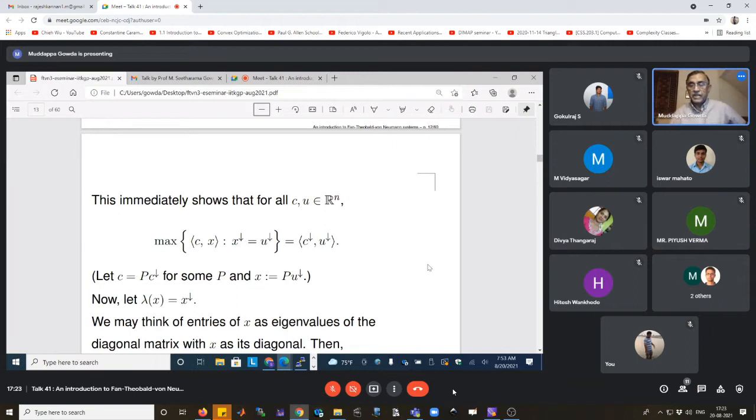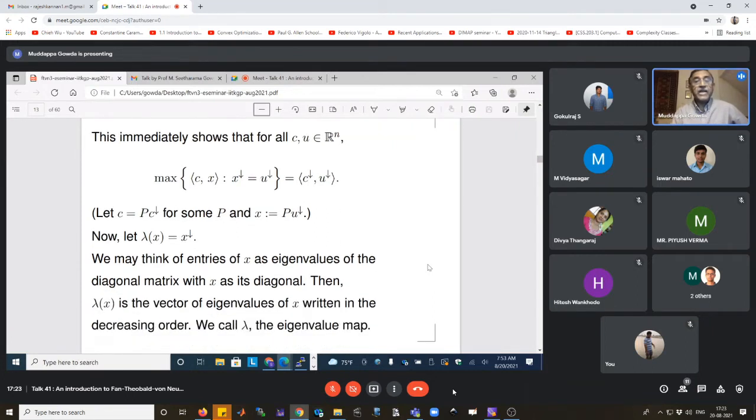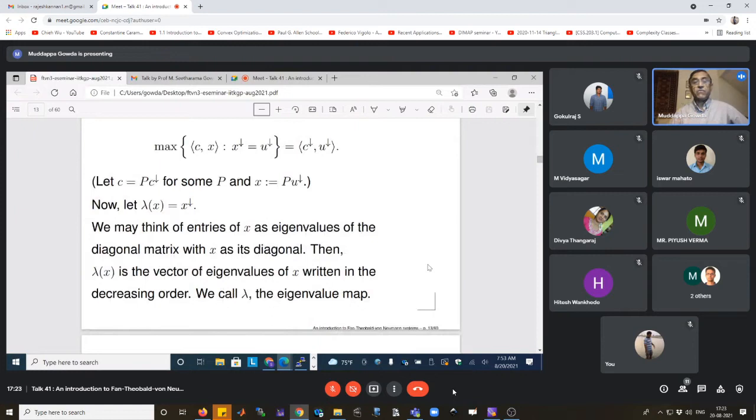Now, let us write lambda of x equals x down arrow. We may think of entries of x as eigenvalues of the diagonal matrix with x as its diagonal. Then lambda of x is simply the vector of eigenvalues of x written in decreasing order. We call lambda the eigenvalue map because in some sense it deals with the eigenvalues of this particular vector x or the corresponding diagonal matrix. So this lambda is the eigenvalue map.